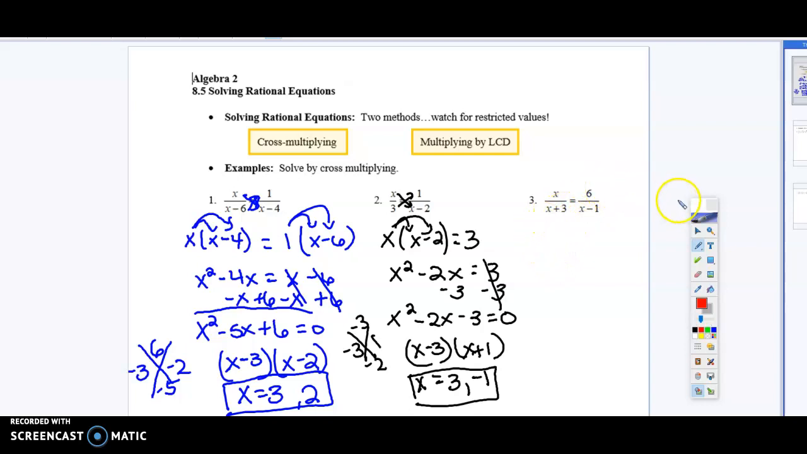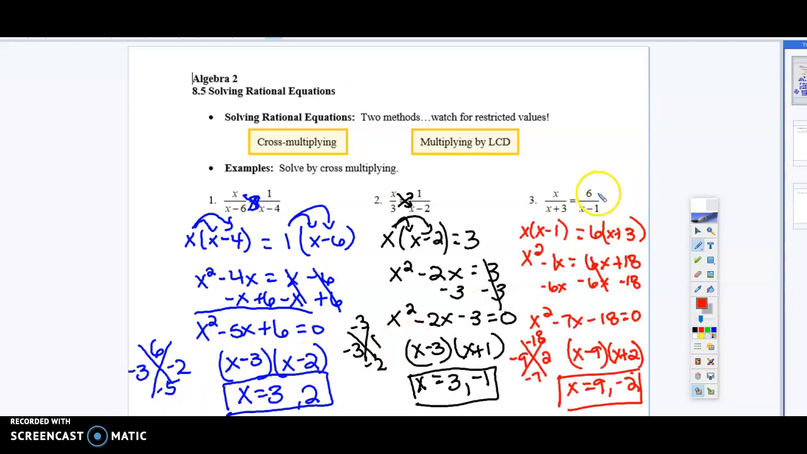Again, you can try this one on your own and then check your work in about 10 seconds. All right, so hopefully you gave that a try. You're going to cross multiply on those, and when you do this, you're going to get x squared minus 1x equals 6x plus 18. Again, your goal is to get everything on one side so that you can either factor or use the quadratic formula.